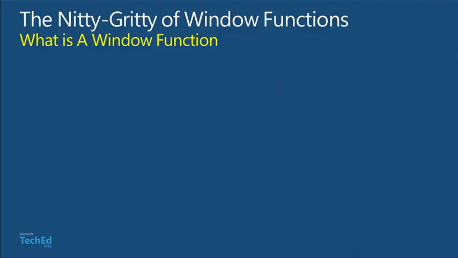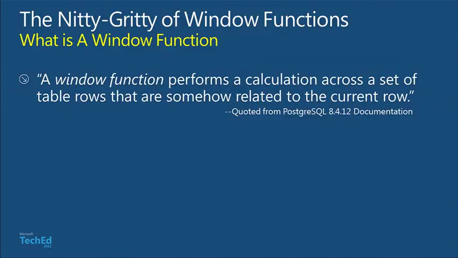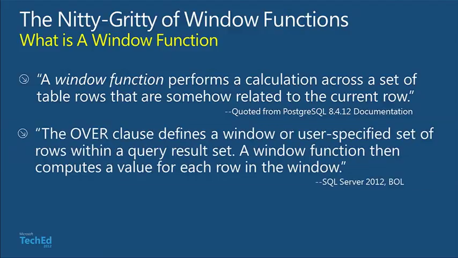I actually tried to find a good definition in a book online, but unfortunately, I couldn't find a very easy to understand one. However, I came across this one from the PostgreSQL documentation. But basically, the concept is the same. It says a window function performs a calculation across a set of table rows that are somehow related to the current row. I found this one easy to understand. This definition comes from Books Online.